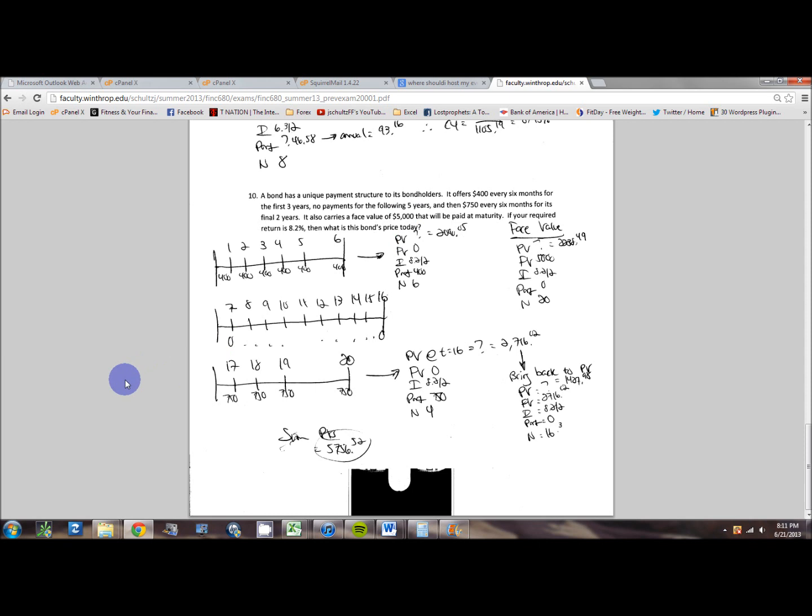In my opinion, and this is not the only way to solve this problem, this is the easiest way to see what's happening. You need to break this down into 3 separate timelines for the 3 separate segments listed in the problem. The first 3 years, where you're getting $400 every 6 months, that middle period where you're not getting anything, and then the final 2 years where you get $750.